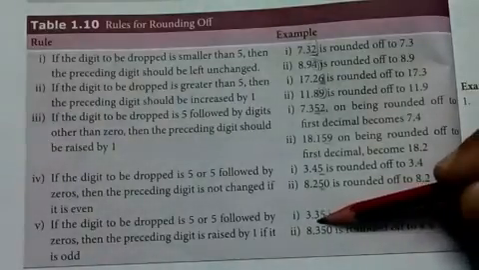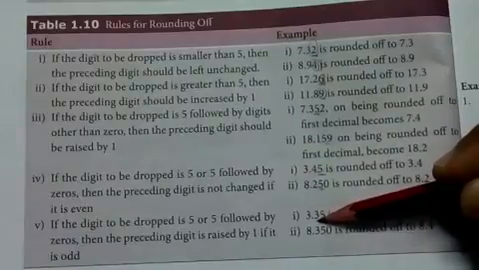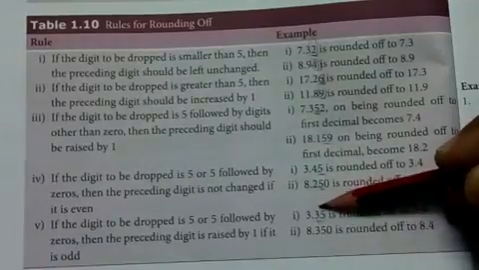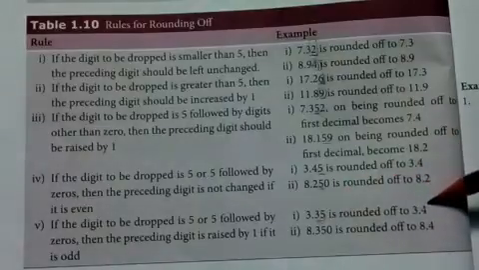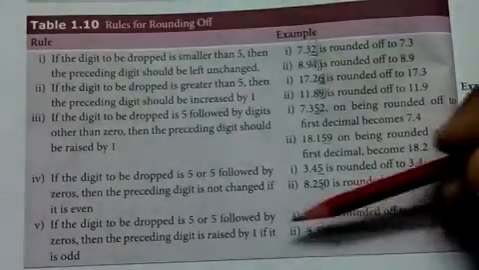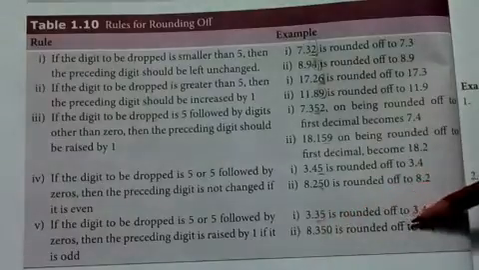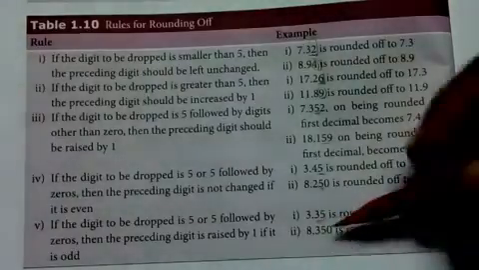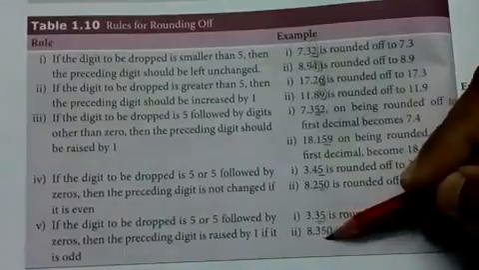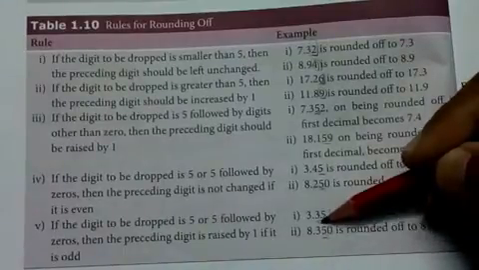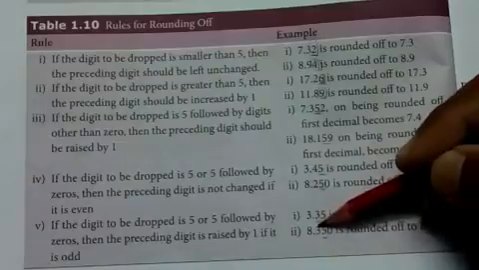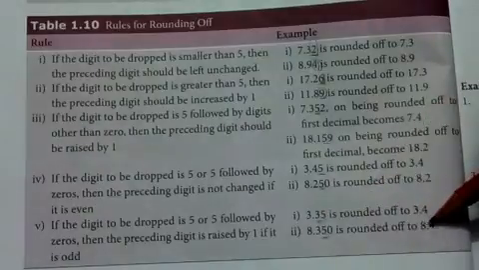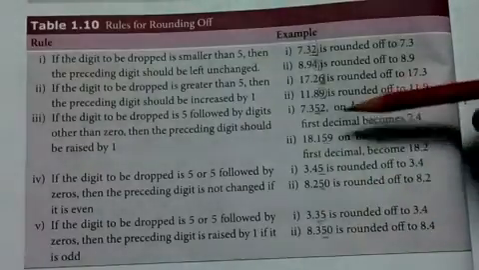See the number before that, 3 is there in 3.35. So before 5 we have 3, which is an odd number. In this case, if there's an odd number, you have to make it 3.4. Next one, 8.350 is rounded off to 8.4. How? Because see this number here, 5 is there, and you must drop this 5. After 5 we have 0 also. And see this number here, 3 is an odd number, so you make 3 into 4, so 8.4 will come. So this is about the rules for rounding off.